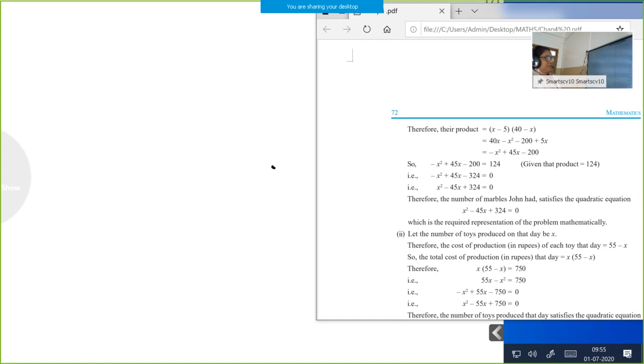There is a homework question, a given example question, that is x square minus 45x plus 324. Already we formed the quadratic equation x square minus 45x plus 324 is equal to 0. Then find the root of the quadratic equation. Find the value of x, solve for x or find the zeros. Clear?